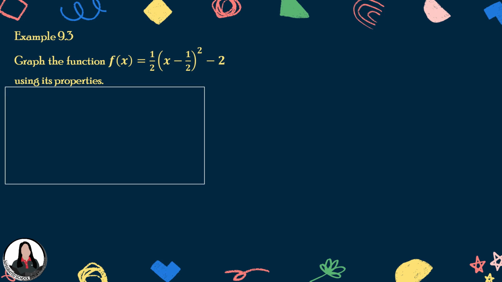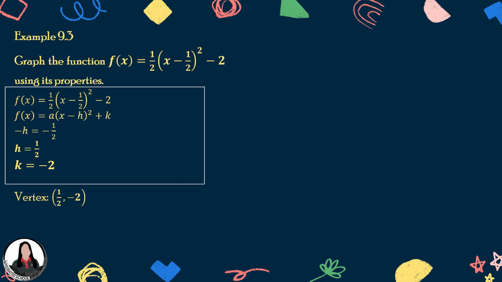Since the given is written in vertex form, we can just pattern it sa ating vertex form na f of x equals a quantity x minus h quantity squared plus k. So for us to get the value of h, so negative h equals negative 1/2. So that means h equals 1/2. And then the value for k, that is negative 2. Okay, so therefore the vertex is 1/2, negative 2. So for our axis of symmetry, that is x equals h, then x equals 1/2 because h is equivalent to 1/2.